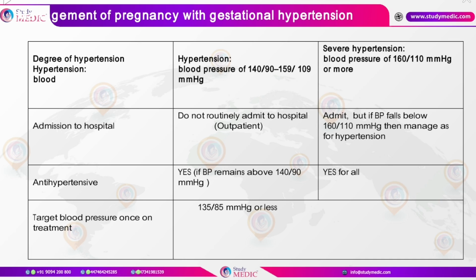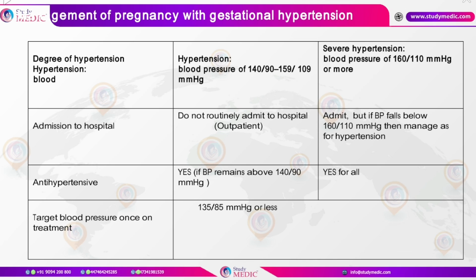So considering this basic definition in mind, first of all, make a diagnosis of your case, whether it is chronic hypertension, gestational hypertension, or preeclampsia. These all three come under the umbrella of pregnancy-induced hypertension. So the grading of hypertension will be in mild, moderate, and severe categories.